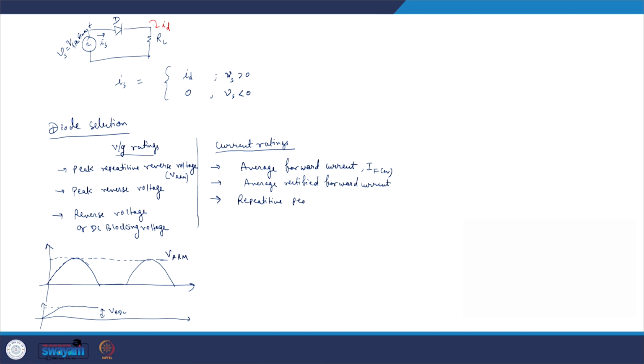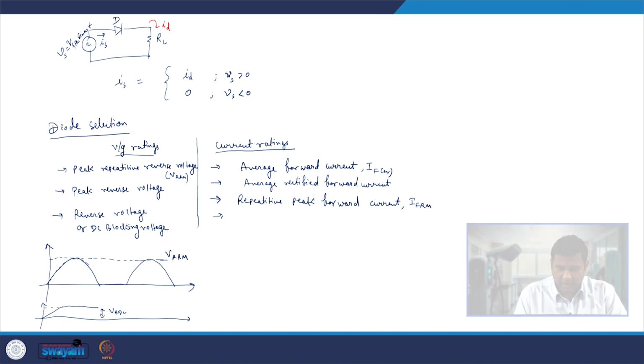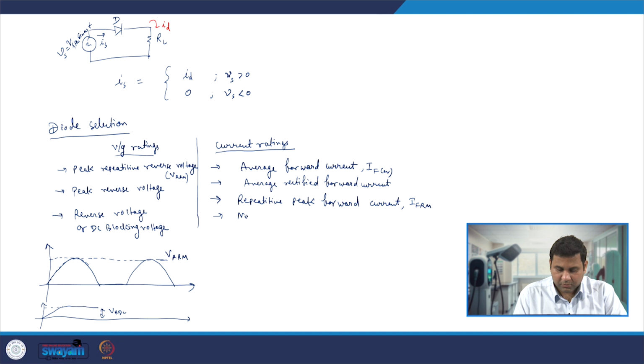Then you have another rating which is repetitive peak forward current, given as IFRM, and there is one more rating given, non repetitive peak forward current, as IFSM.